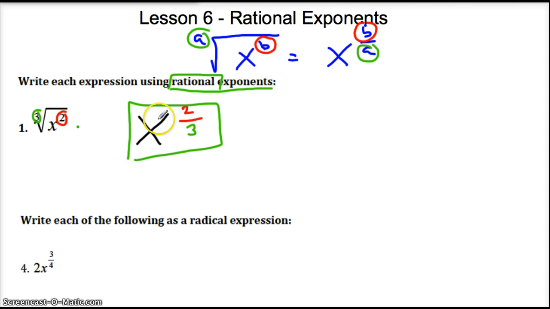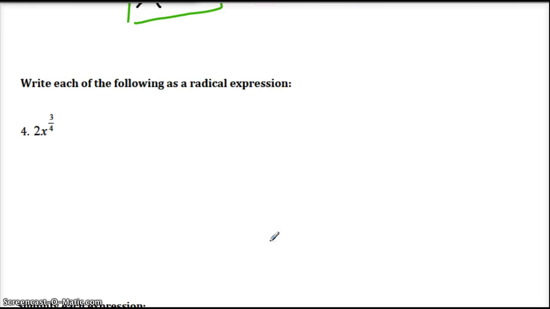So x to the 2 over 3, the exponent over the index. E before I in the alphabet, that's a way to remember, or maybe b, that's another way to remember. Whatever works for you.